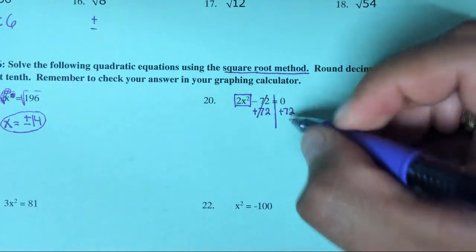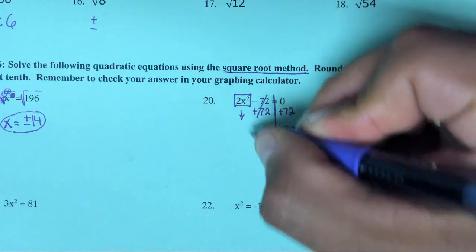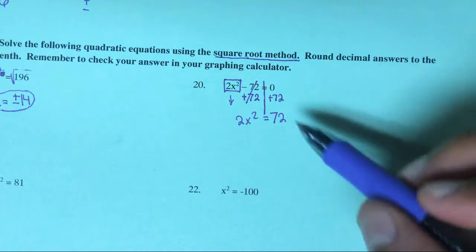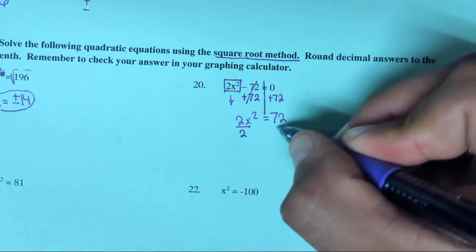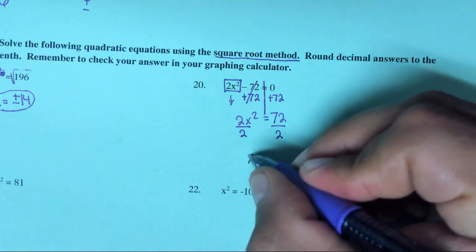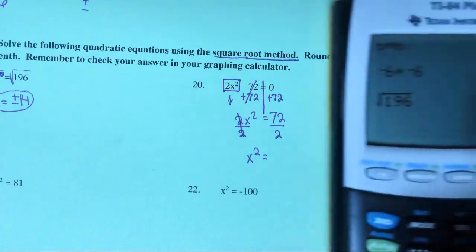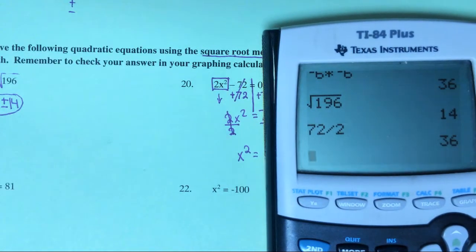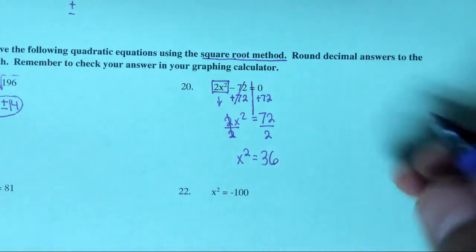This goes away. 0 plus 72 is 72. 2x squared comes down. Then I don't need the 2 in front of it, so I still need to go in and divide by 2. Now I have x squared equals 72 divided by 2, which is 36. Which, if you didn't know, is another perfect square.